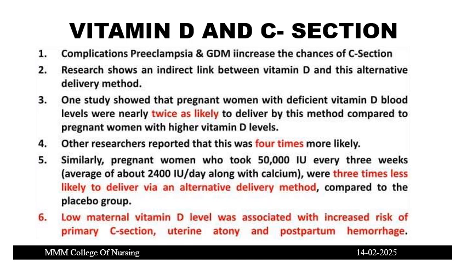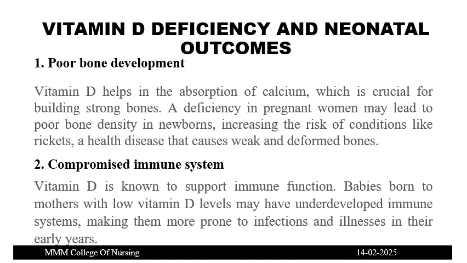delivery method. Lower maternal vitamin D levels were associated with increased risk of primary cesarean section, uterine atony, and postpartum hemorrhage. So that's about these complications of vitamin D deficiency in the pregnant woman. We saw how it causes GDM, PAH, and also the alternative delivery method. Now we'll see how it affects the baby.